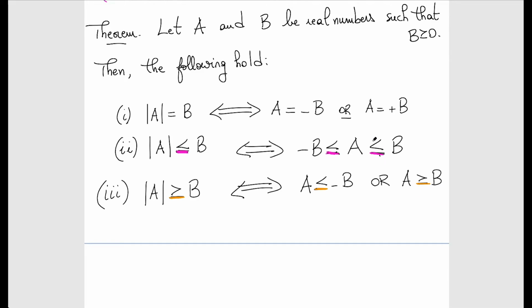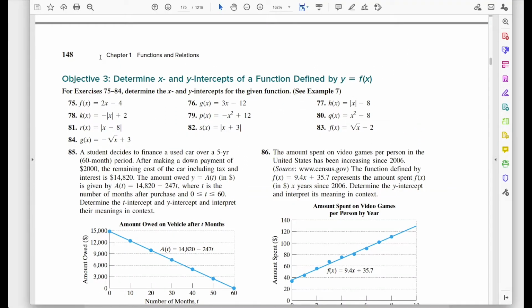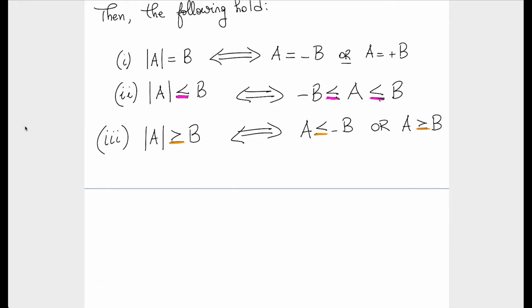All right, so let's take examples from the book. That's on page 148, and let's do 78, for example. So the question is, determine the x and y intercepts for the given function. So we've done something like this for other functions. We know what x and y intercepts are by now. And let's do 78. So k of x is the negative absolute value of x plus 2. Okay? So this is page 148. And that's number 78.